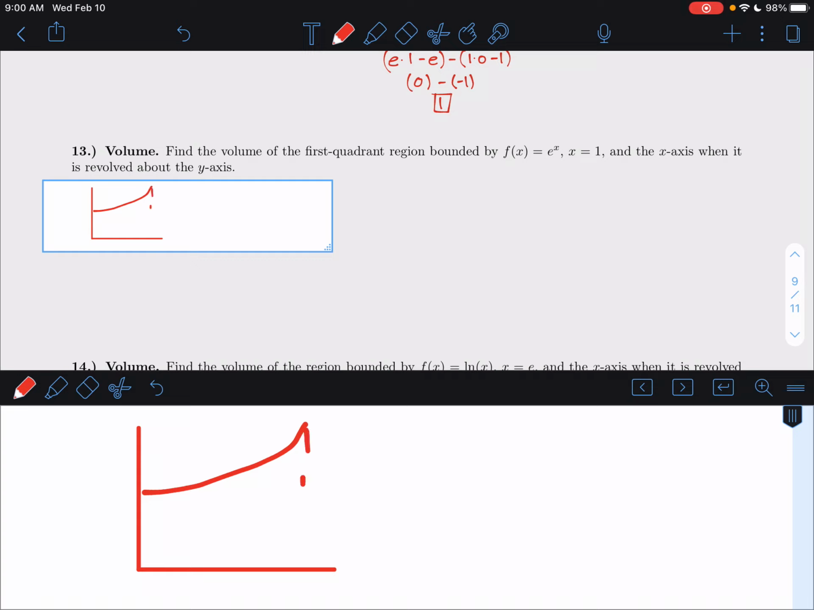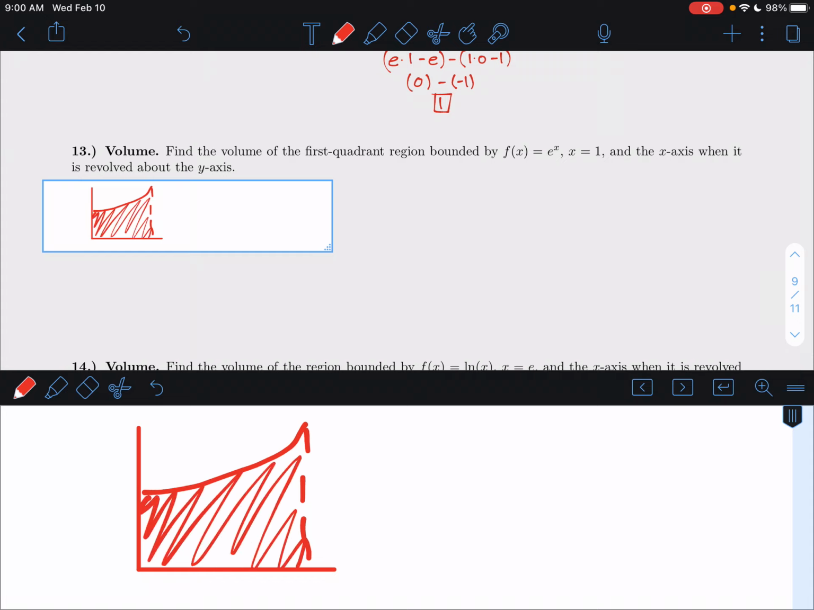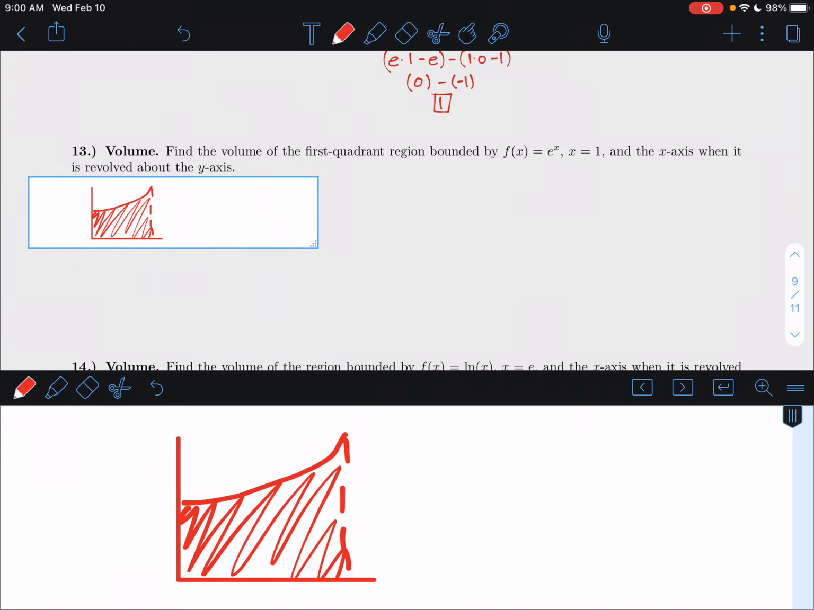X equals 1. And the x-axis, and it's the first quadrant region, so it's all this. The reason it would be hard to calculate this if I tried to use the disk method is because with the disk method, remember, we would have to change everything in terms of x instead of in terms of y. We would have to say x equals the natural log of y instead of y equals e to the x.